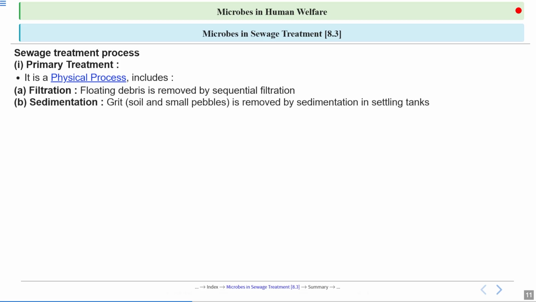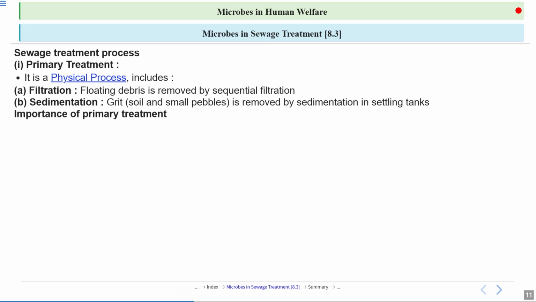Okay, then next step is sedimentation. Here the heavy particles like soil and small stones settle at the bottom of the large tanks and then they are removed. So grit, which means soil and the small pebbles, is removed by sedimentation in the settling tanks. Okay, first is filtration, second is sedimentation.